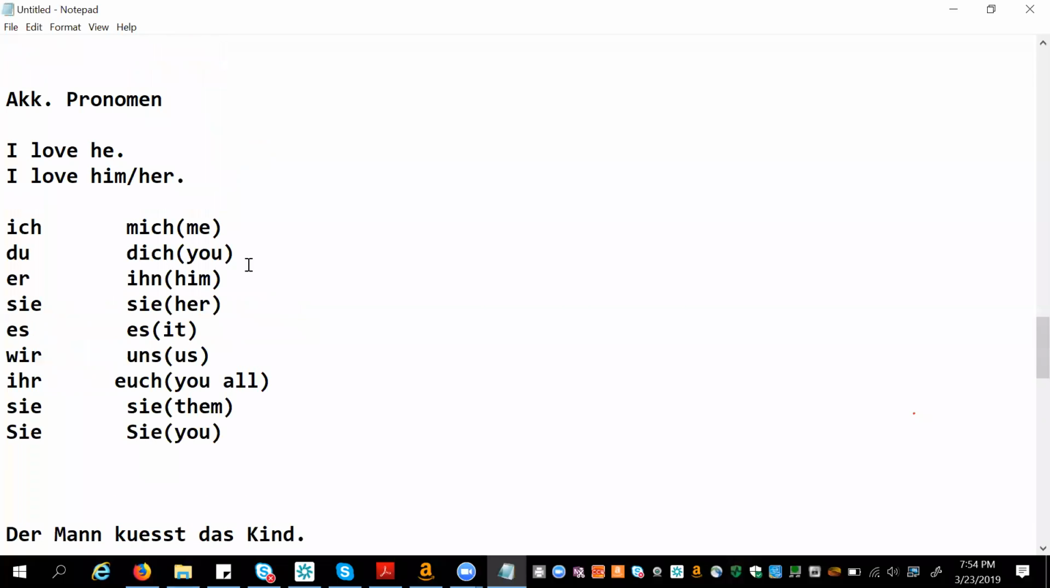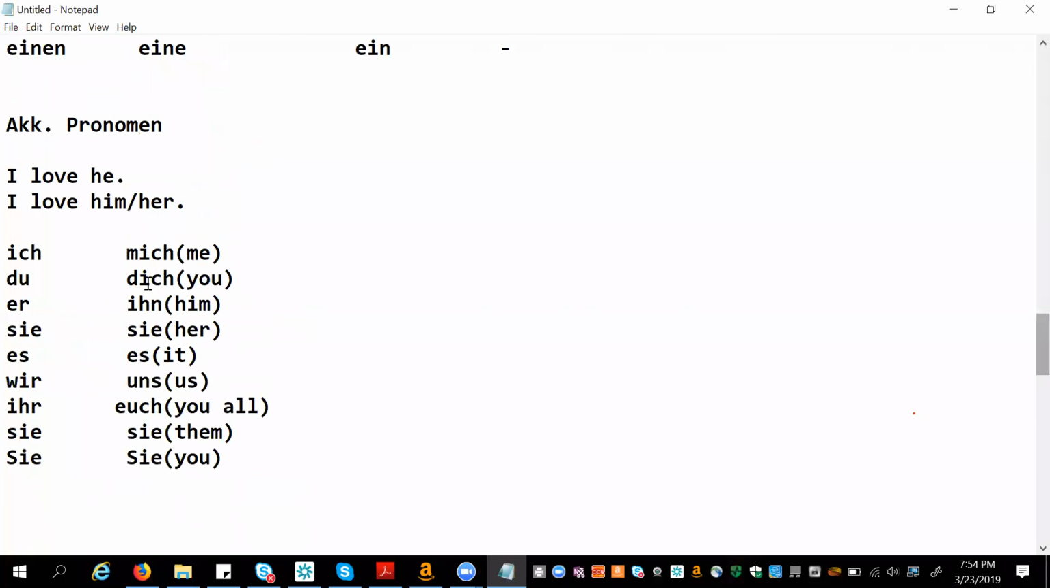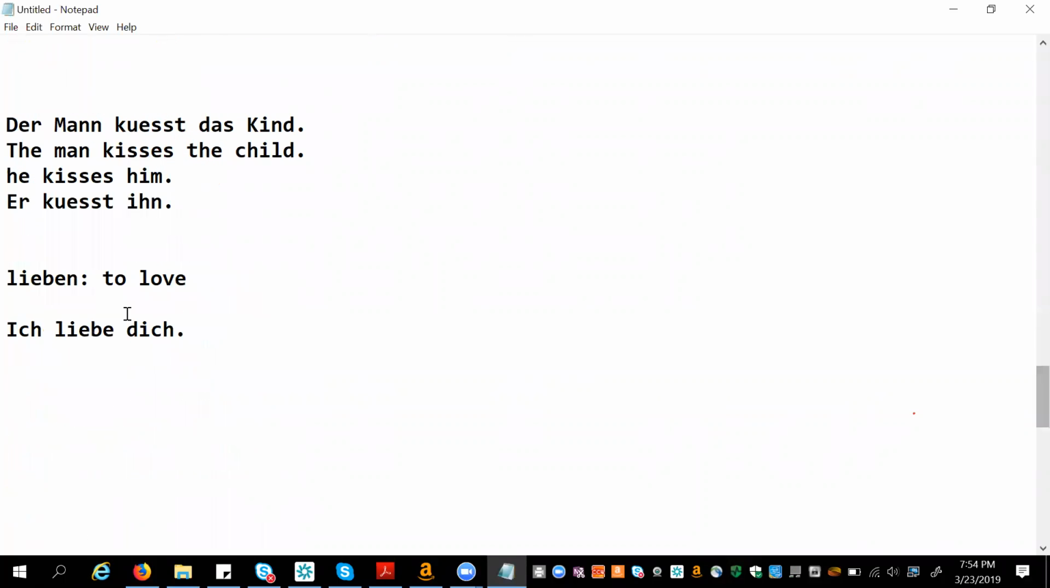Direct object: dich. Dich, not du. See, when the direct object is you, you have to put the direct object pronoun, guys, because see, I love you. What is being verbed? You is being verbed. So use the direct object. Direct object means accusative case. In the accusative case, the pronouns are different. At first sight it looks slightly difficult to understand, but we'll practice, then you will get to know. So ich liebe dich.